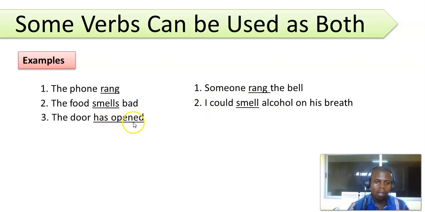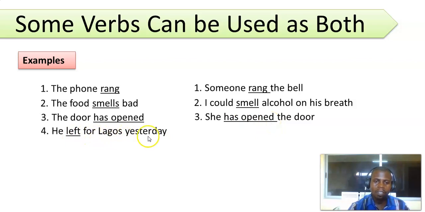The door has opened. Here, open is used as an intransitive verb, but look at this. She has opened the door. That is what was opened. What did she open? The door. So this noun phrase, the door, is the object of the verb open.